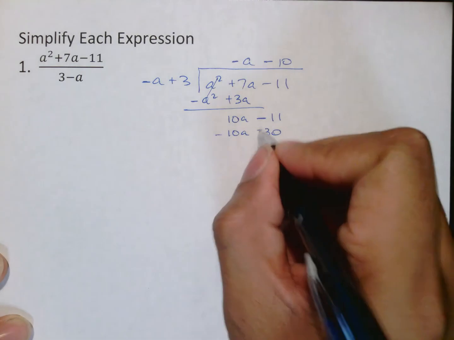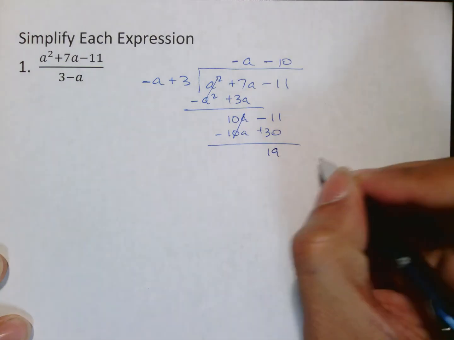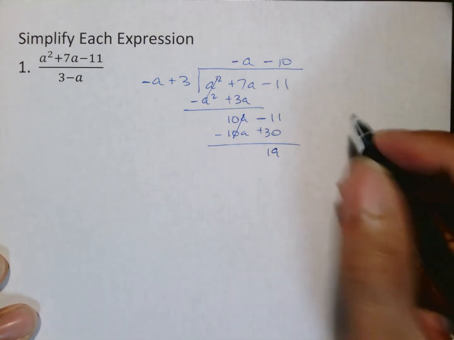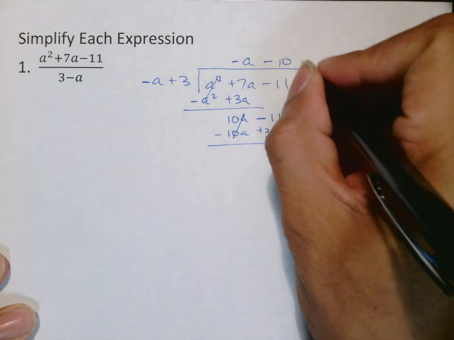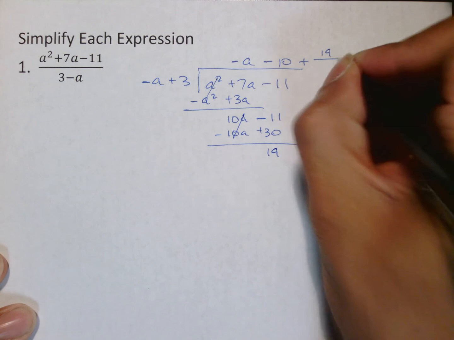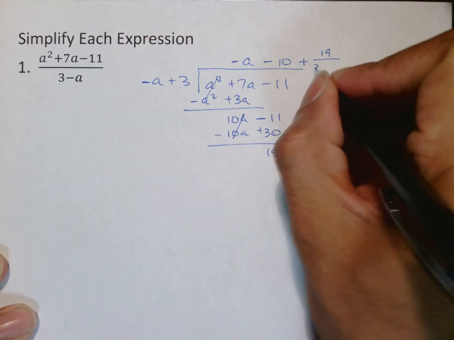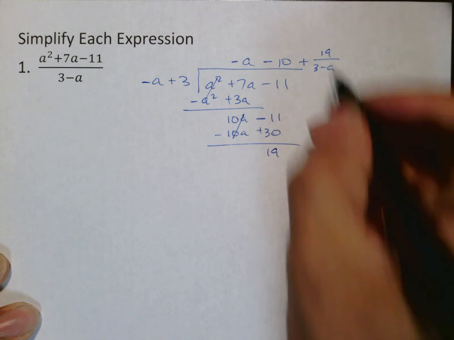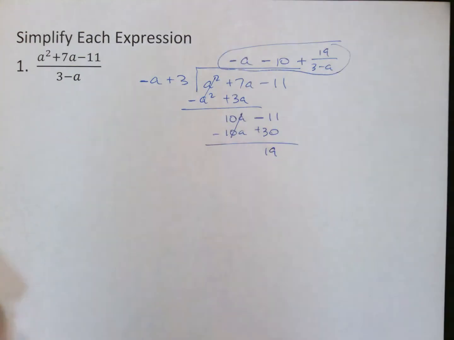You will then switch all your signs. This goes away, giving us 19. And as we spoke of yesterday, whenever there's a remainder, because there's nothing else to bring down, you put a plus, and then take this number over, and I'd put it back in this form just to put it in the right mode, over 3 minus a. And this represents your answer.